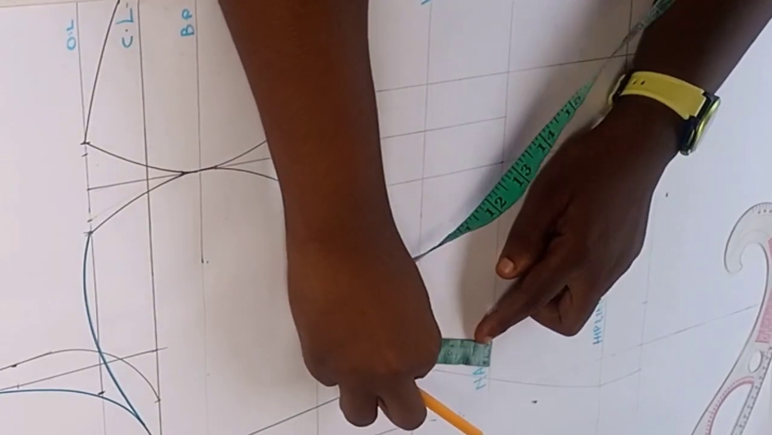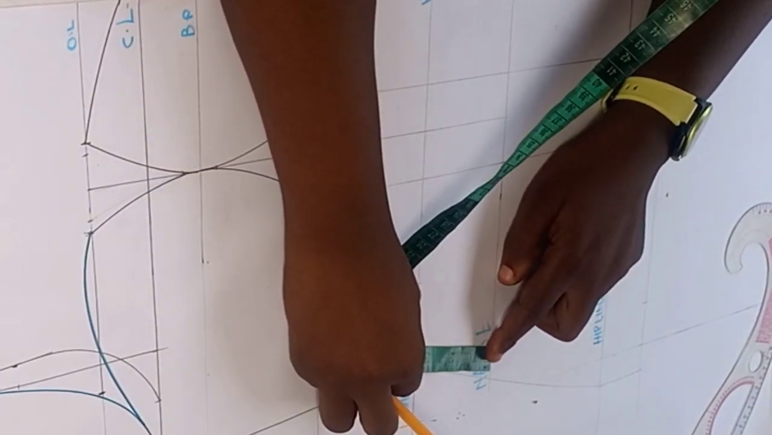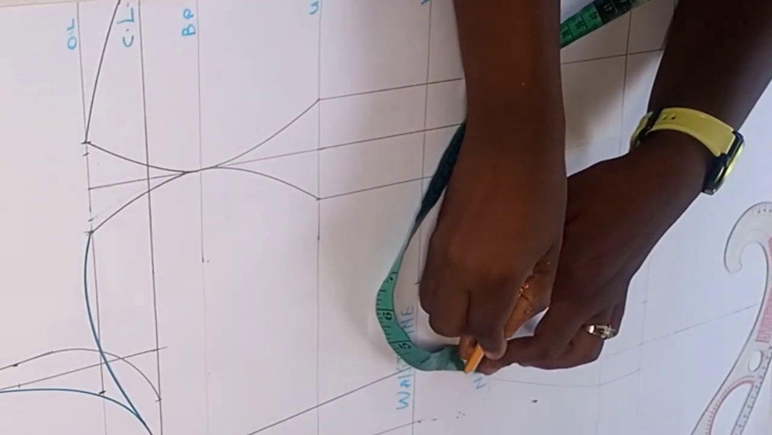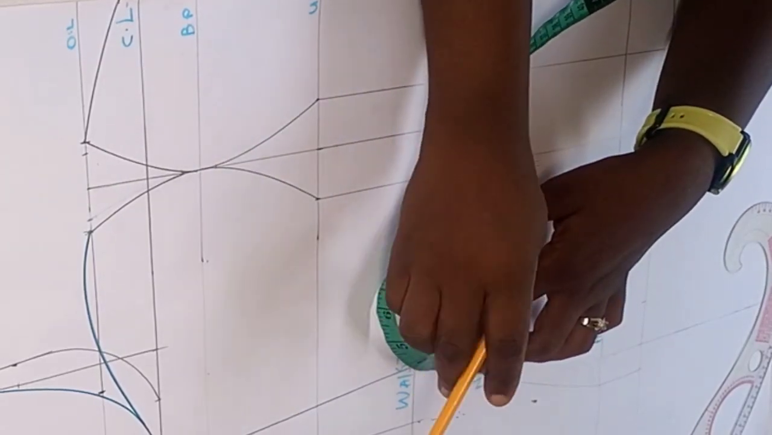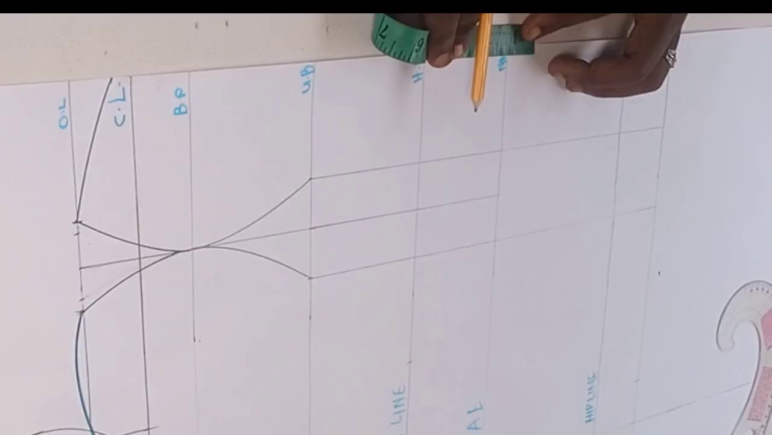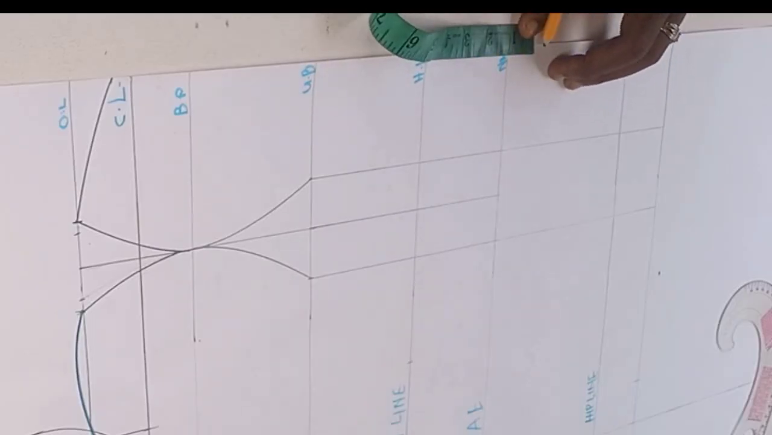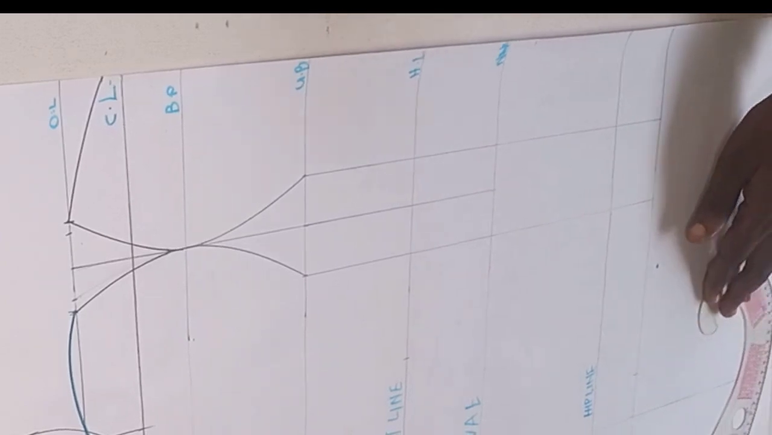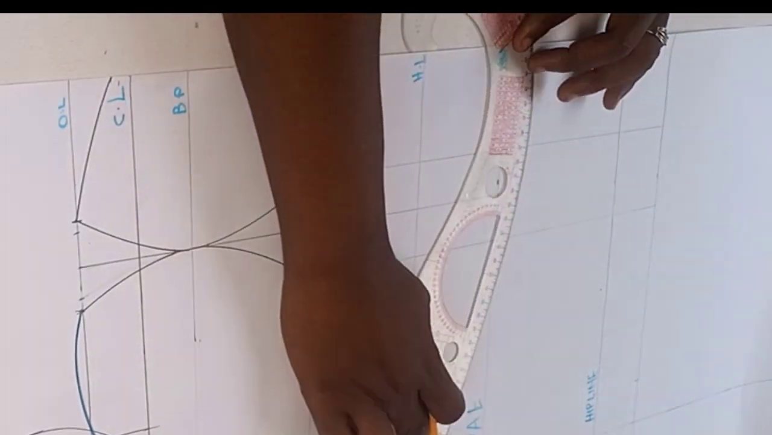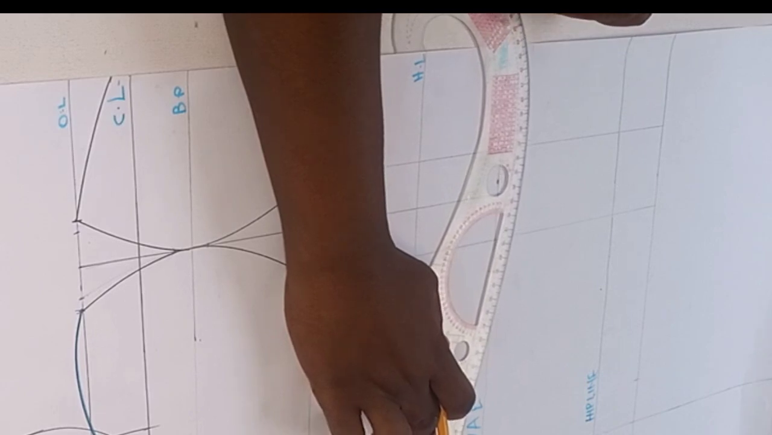Now on the side front from the navel line, I'll go up by 1 inch. On the side front, I'll go up by 1 inch and mark that point. I'll mark the 1 inch point at the side front. And then at the center front from the navel line, I'll go down by 1 inch. So now I'll connect the 1 inch that we came down at the center front to the 1 inch at the side front.